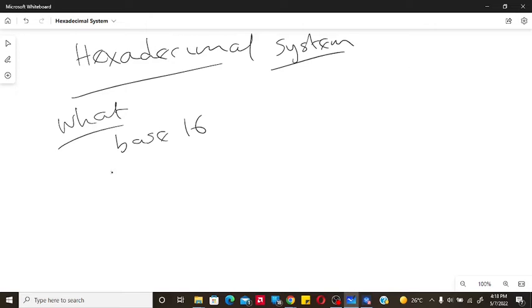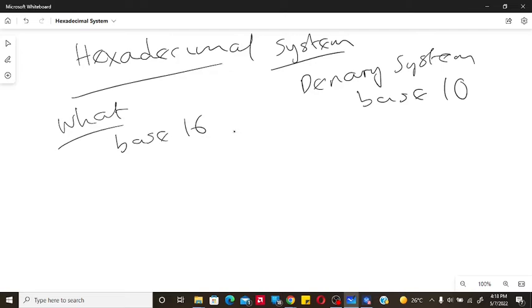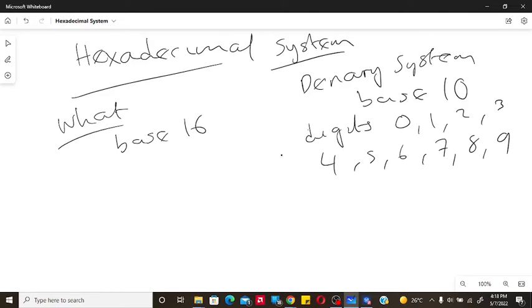And if you don't know where these bases are coming from, the typical number system which we use in our everyday lives is called the denary system. And in this system we use base 10. So the main difference between the hexadecimal system and the system we're used to is the bases. Hexadecimal uses base 16 and the denary system uses base 10. This base 10 also corresponds to the digits we use to represent values. So in the base 10 system we use 0, 1, 2, 3, 4, 5, 6, 7, 8 and 9. That's what we use in the denary system.